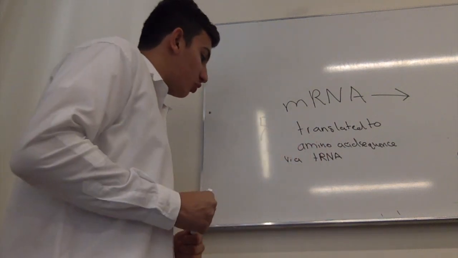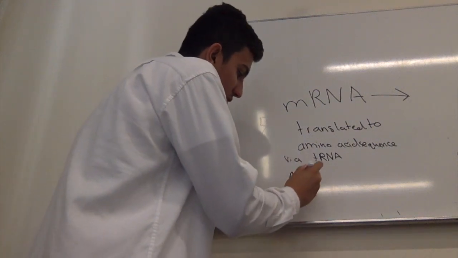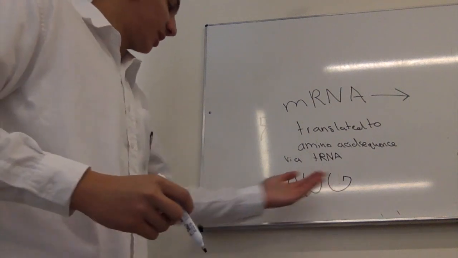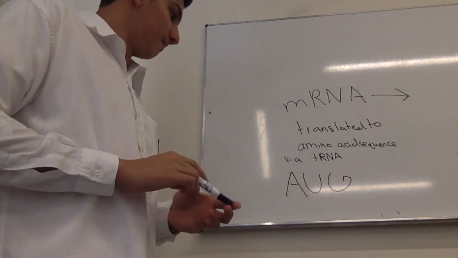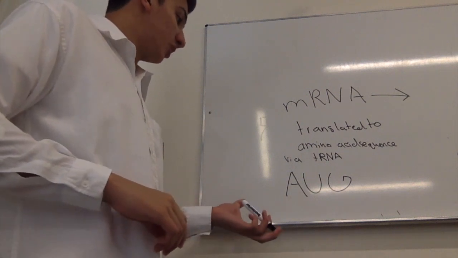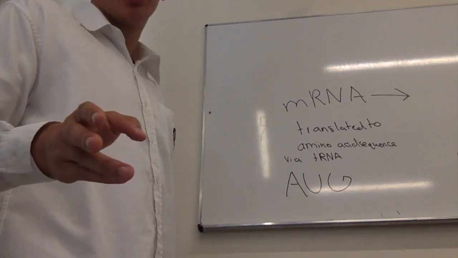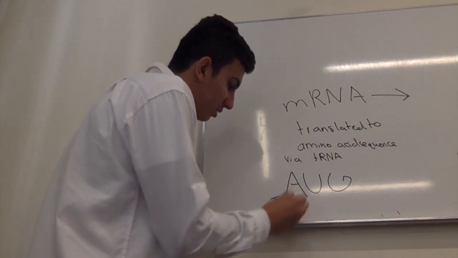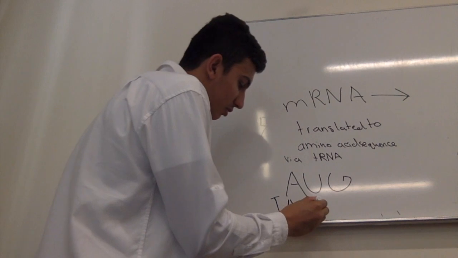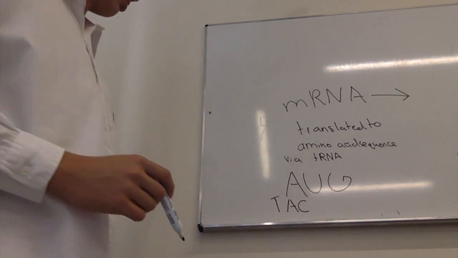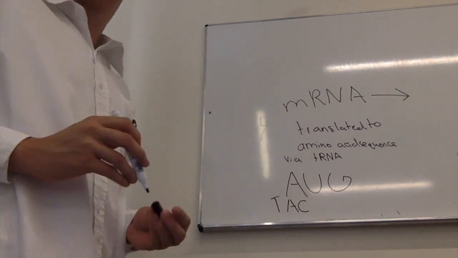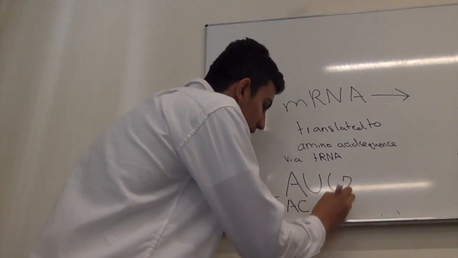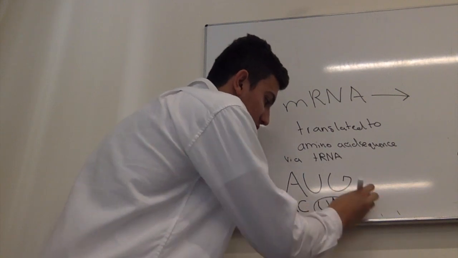It always starts with the codon AUG, which is the mRNA strand, which means that the complementary strand must be TAC. But it's RNA, so it's UAC.